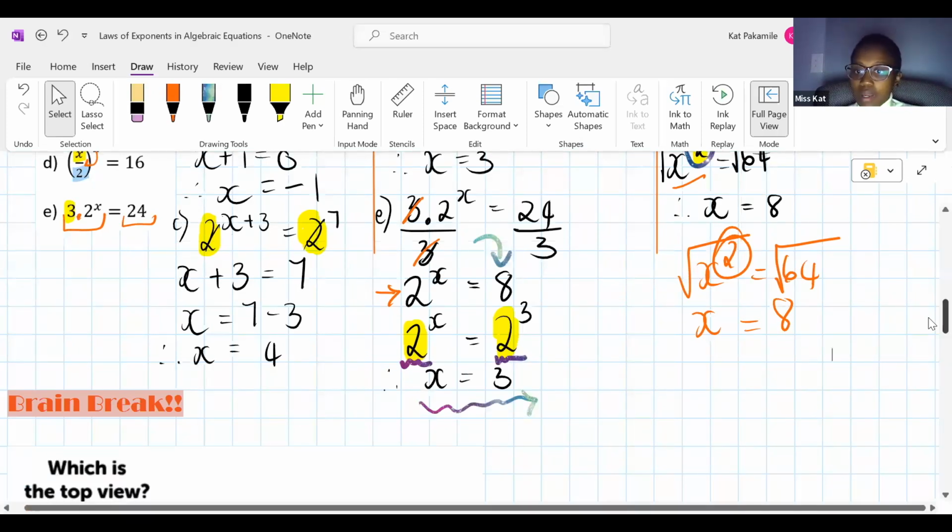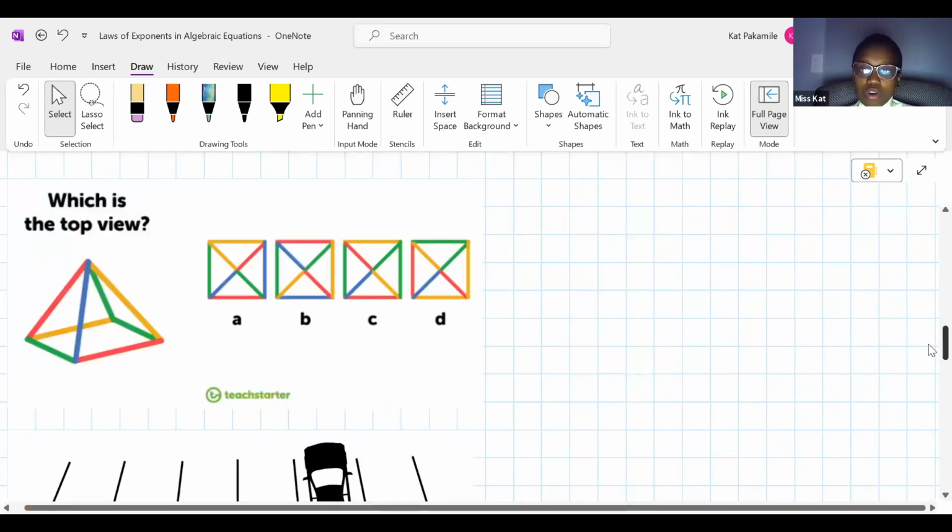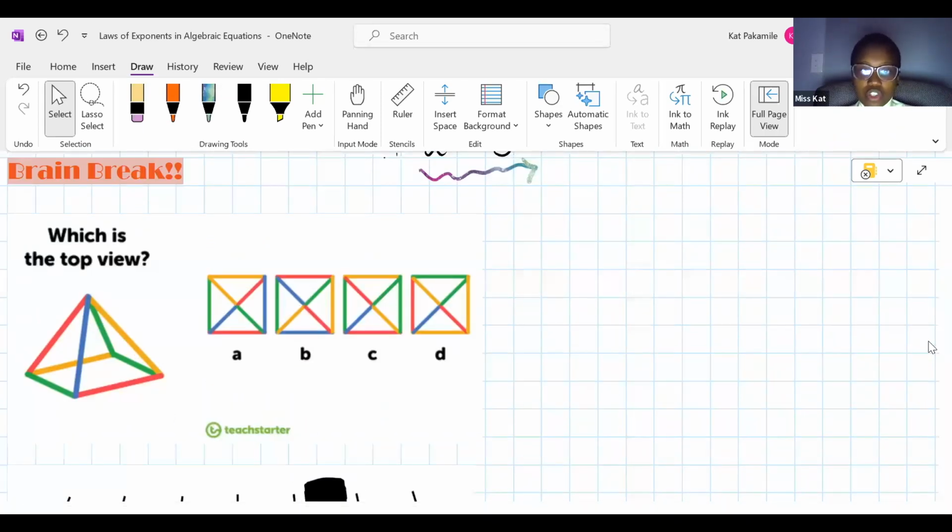Let's do a brain break. It's going to be a very quick one, apparently, because people have already seen this before. What is the top view for this shape?